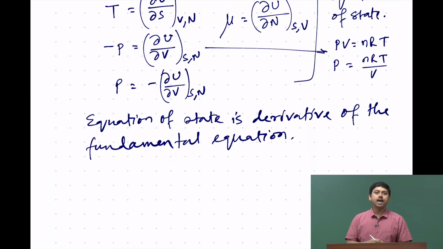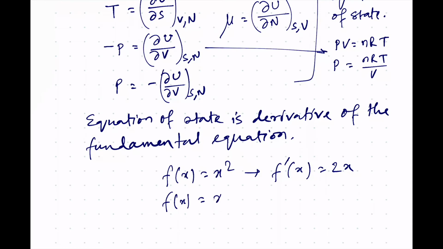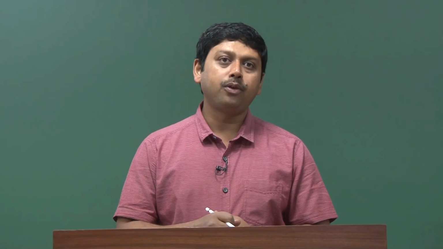So, the fundamental equation has all the information about the system. However, when you take a derivative, you lose information. For example, if I give you f(x) = x², the derivative is 2x. If I give you f(x) = x² + c, then also you will get 2x as the derivative, and c can take any different value. So, for multiple different values, your derivative can give you the same result.